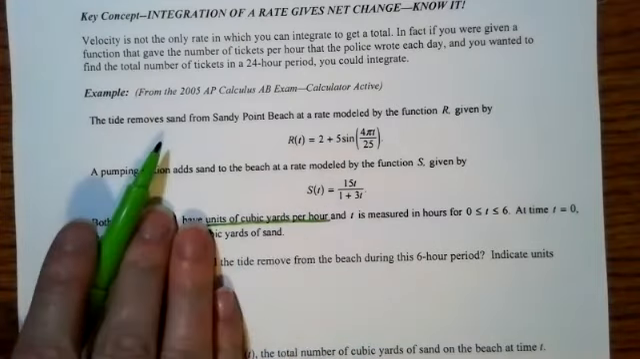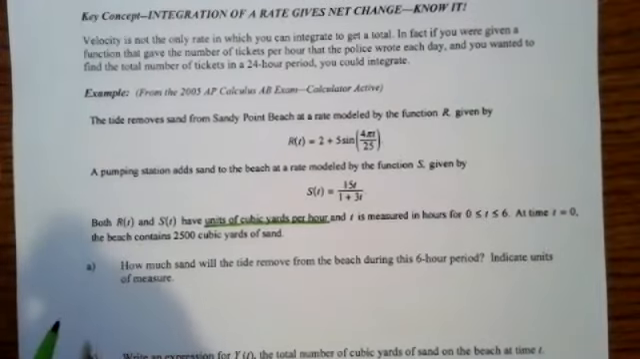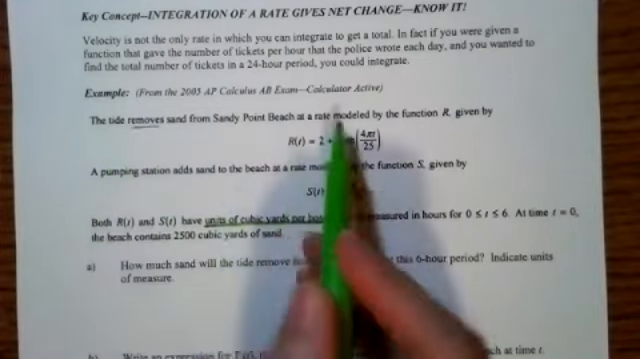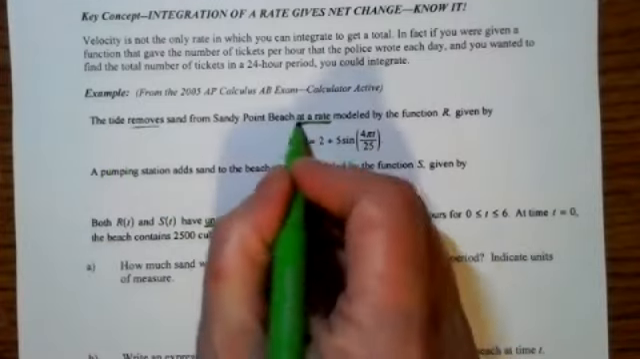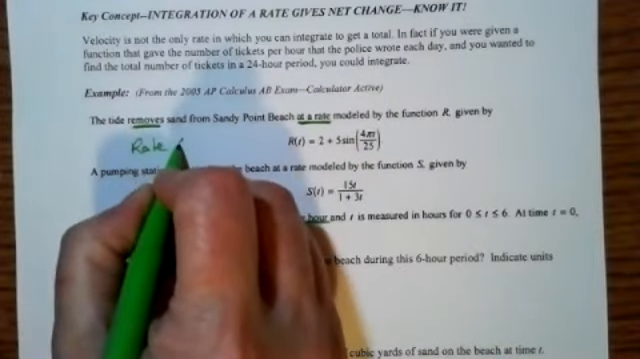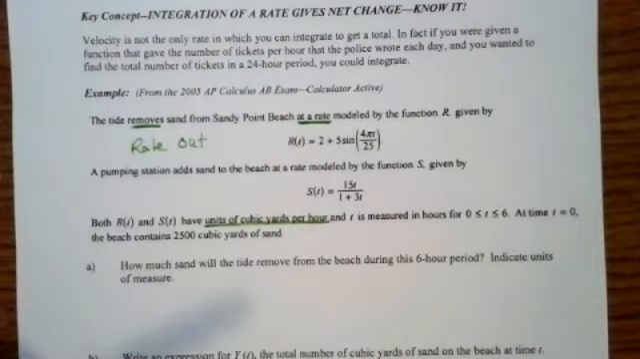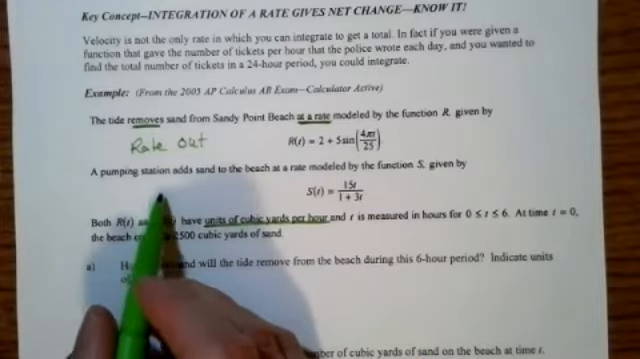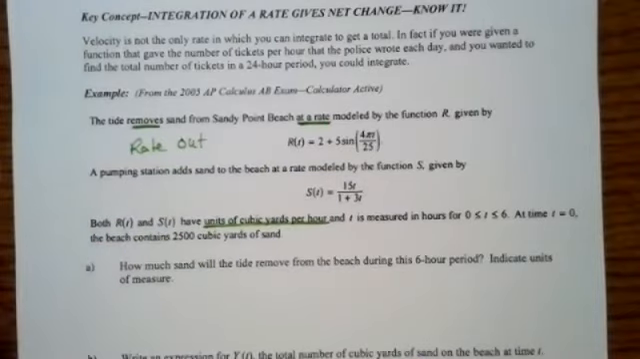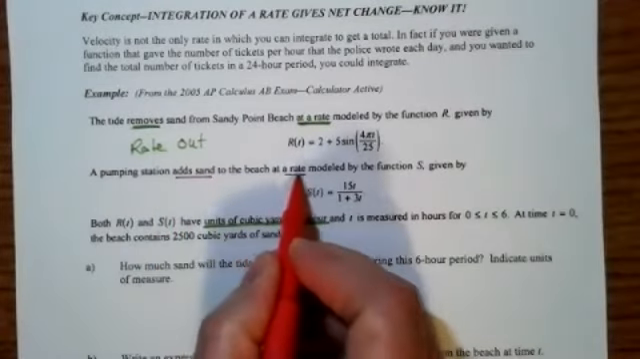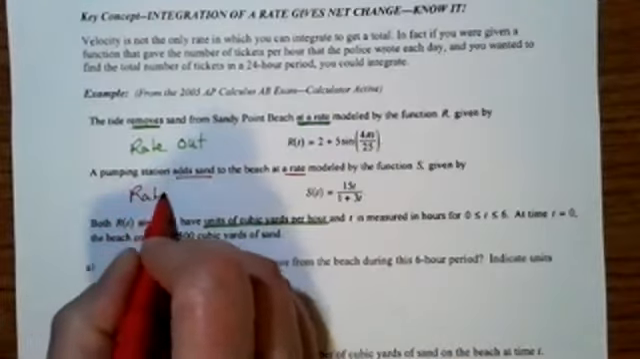Now, I want to back up to tell you about this type of problem. This is what we call a rate in, rate out problem, and let me show you why. The tide is removing sand from the beach at a rate that's modeled by this function r. So r is the rate in, or the rate out, excuse me, because our sand is being removed, the rate that we're taking sand away. Now, on the other hand, we have s, and it is the rate that we are adding sand. So we're adding sand at this rate, and so this is known as a rate in.